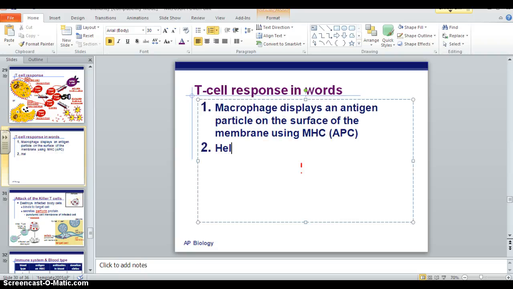Then helper T cells, specific helper T cells, bind to that antigen and get activated. Okay, this causes them to release interleukin 1.